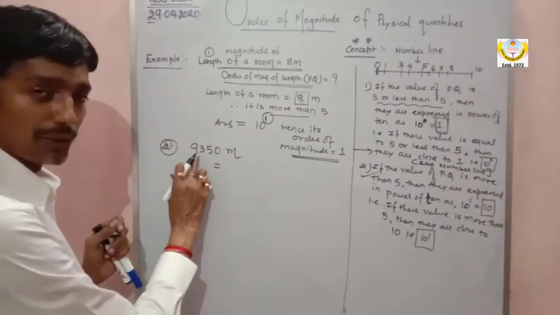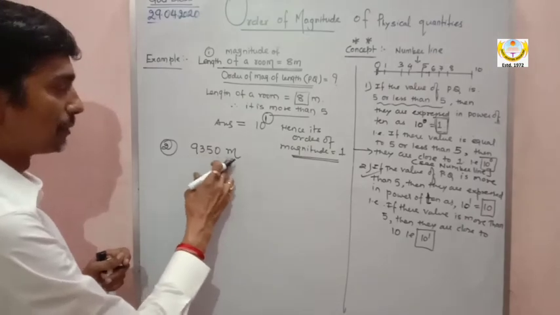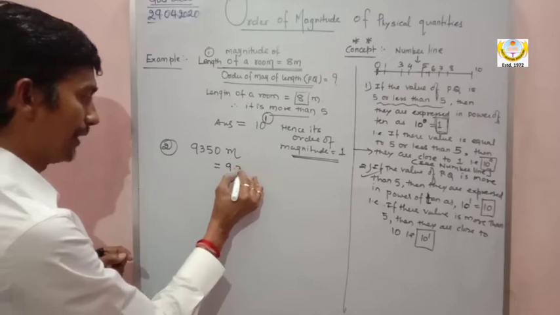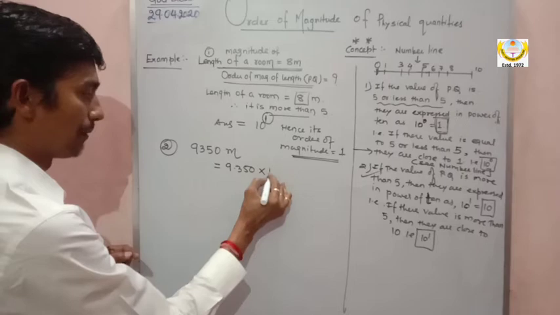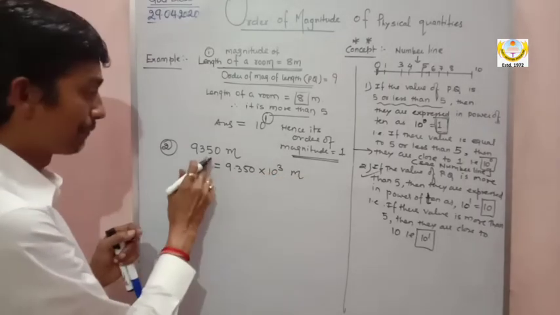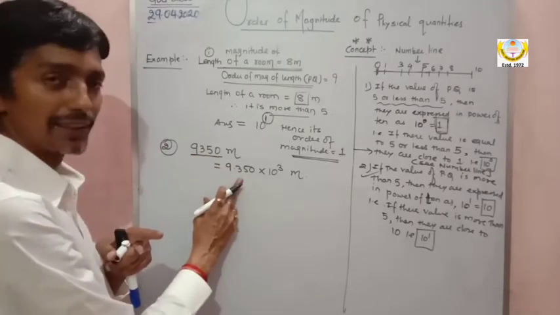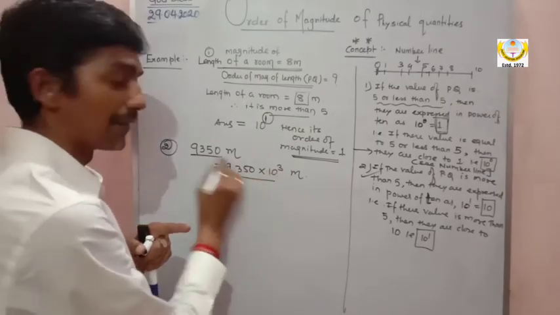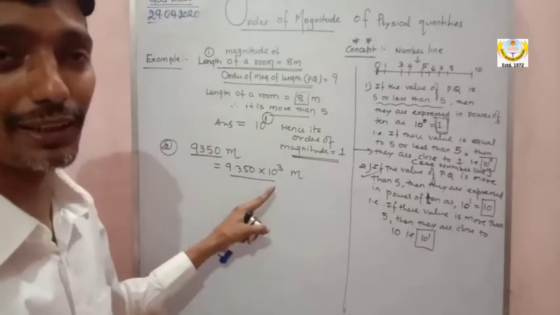So for example, this question: 9350 meter. Now I can write this as 9.350 into 10 power 3, and here I will write meter, of course, because as I said, first convert this into one digit. I did it. I converted it into one digit and it becomes 9.350 into 10 power 3. But while converting into one digit, see to it that the value of the quantity does not change.